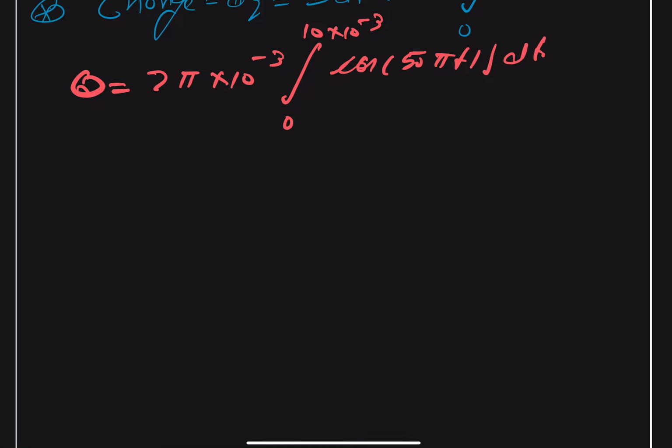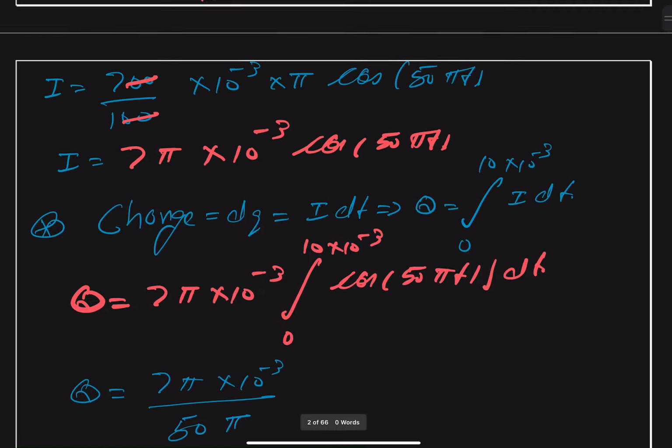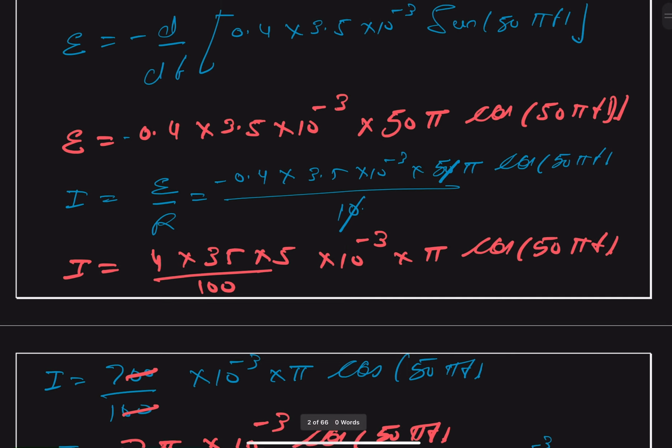So we can integrate it. We get q, this will be 7 pi 10 to the minus 3, this comes over 50 pi, and I think I forgot one sign. Yep.